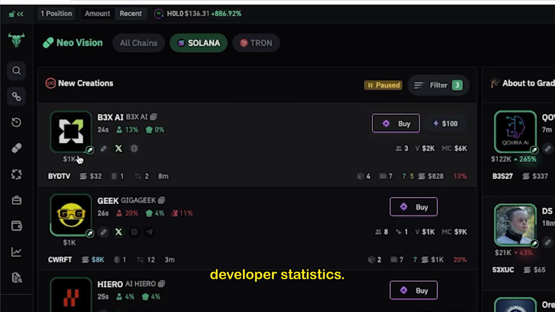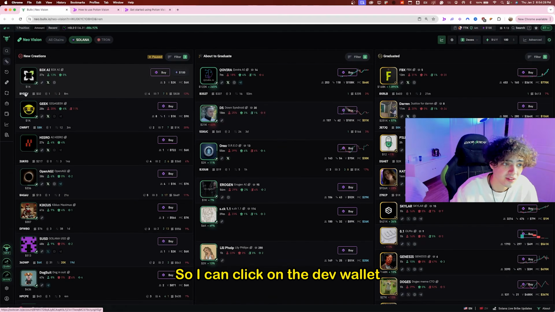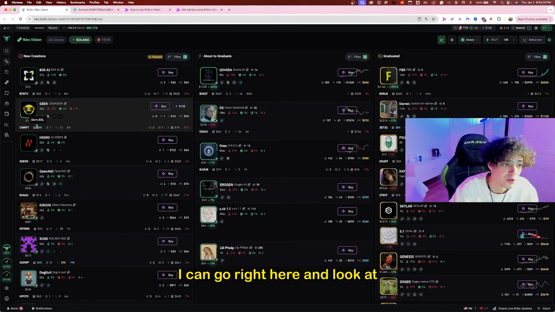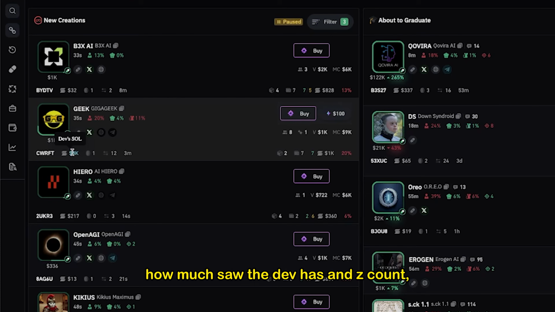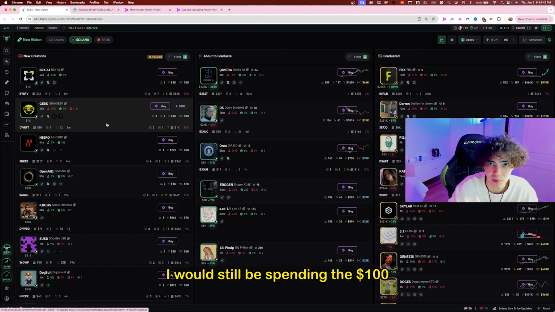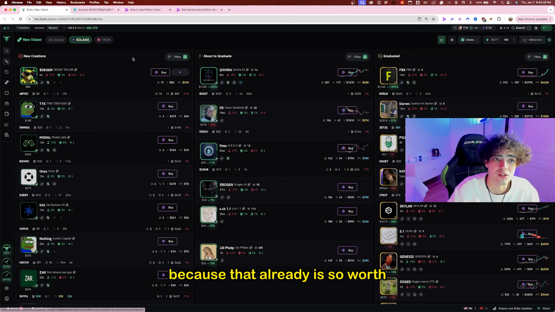And then I can also see developer statistics. So I can click on the dev wallet and it'll take me to the SOL scan of the developer. I can go right here and look at how much SOL the dev has in his account, how many tokens he's created in the past, his total transactions, so much info already. If it were only this, I would still be spending the $100 a month that this extension costs, because that already is so worth it, right?